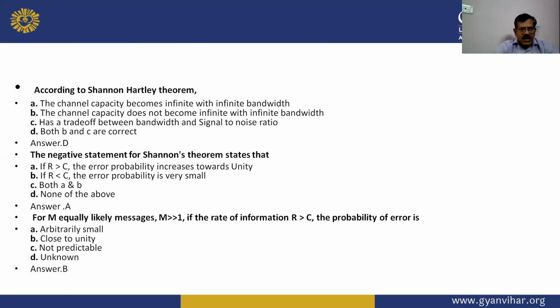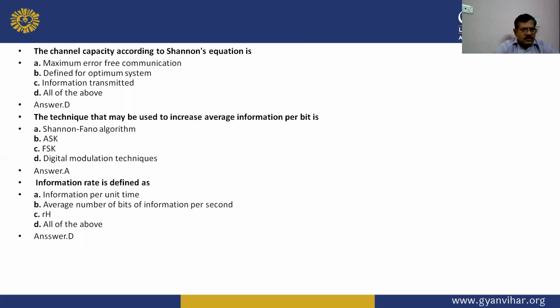For M equally likely messages, M is very much greater than 1. If the rate of information R is greater than C, the probability of error is: option A, arbitrarily small; option B, close to unity; option C, not predictable; and option D, unknown. So the correct answer here is option B, close to unity.